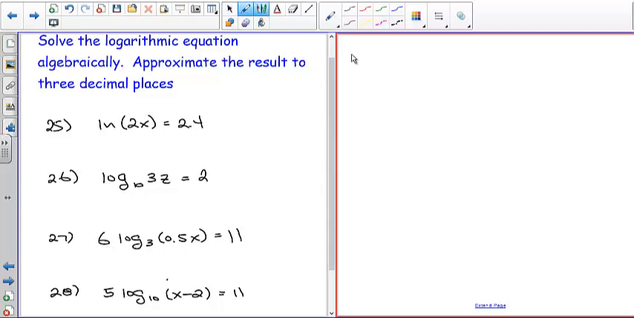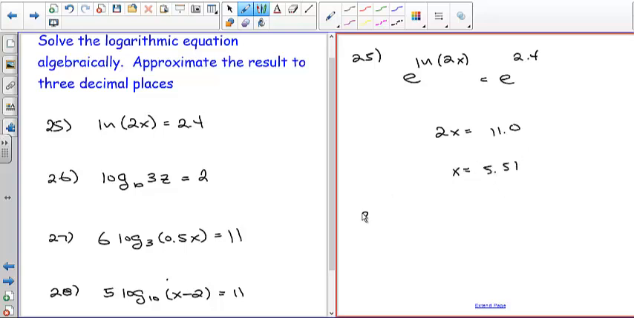So 25, the logarithm is the base e. So I take e to the natural log of 2x and then e to the 2.4 power. So this is where you have the inverse properties of logarithms and exponents. So e to the natural log of 2x is just 2x. And then if I take e to the 2.4 power on the right-hand side, I'll get 11.0 and then divide both sides by 2 and I get 5.51.